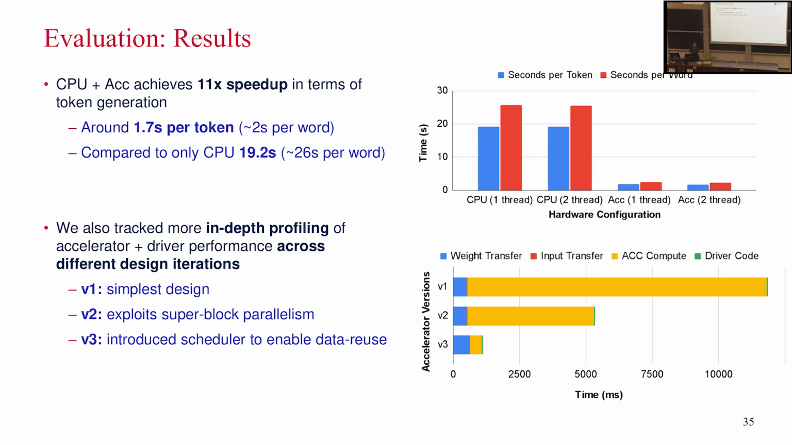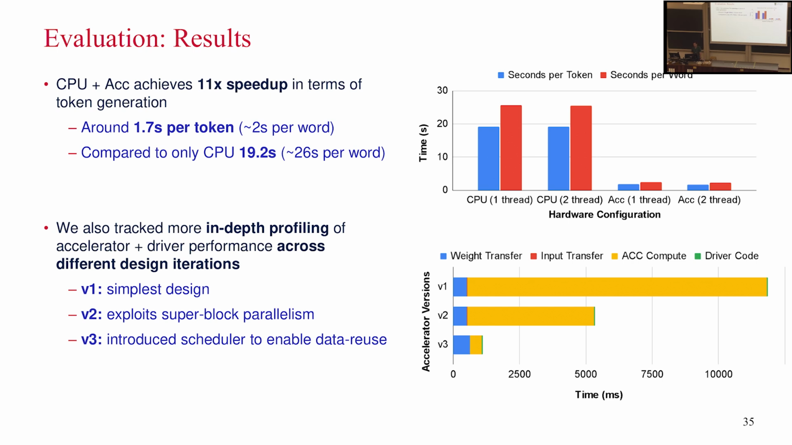So compared with the two-thread execution, we obtained an 11x speed up. Essentially, we moved from running every token in 19 seconds, or every word in 26 seconds, to 1.5 seconds per token. Someone can tell me, well, this is still very slow. True, you're right, but this is a very small device. So look at how powerful the A9 core is, and also the small FPGA that we have. This is a big first step towards more efficient execution.